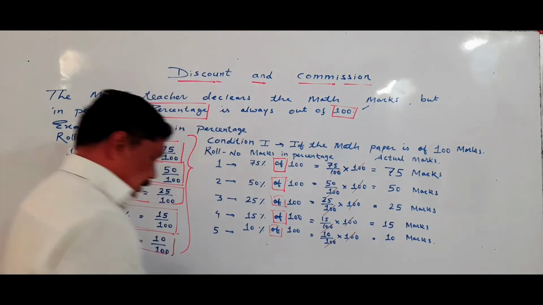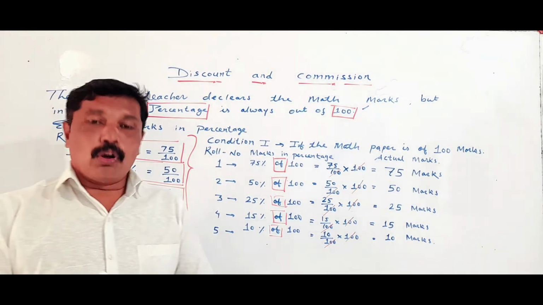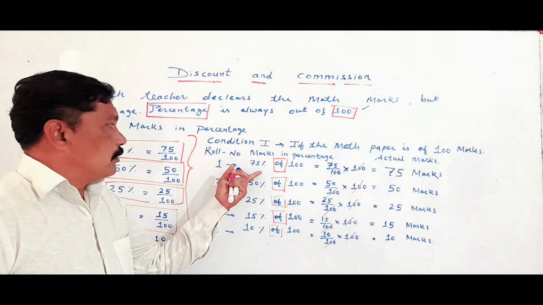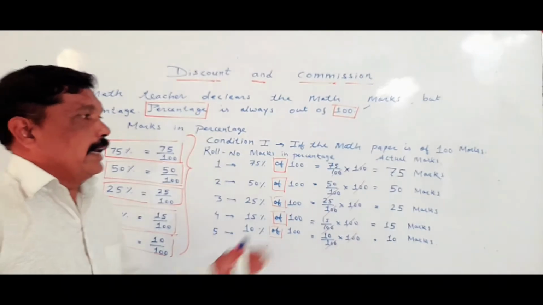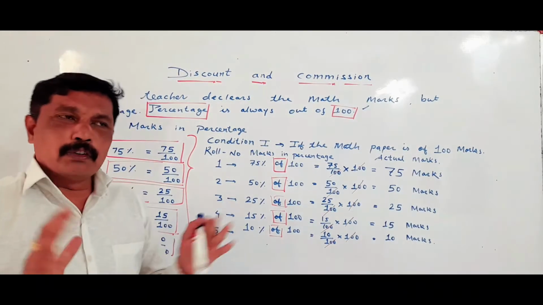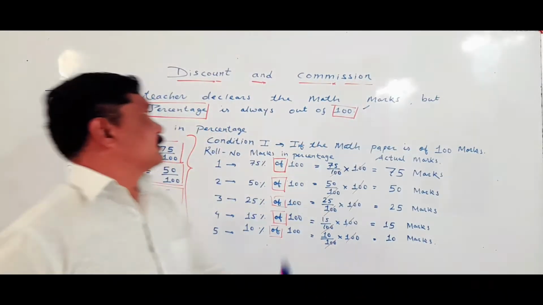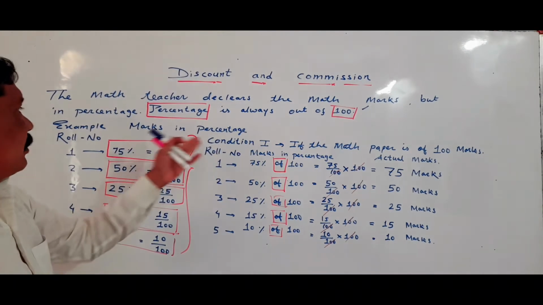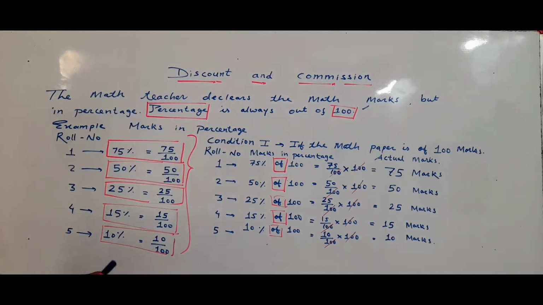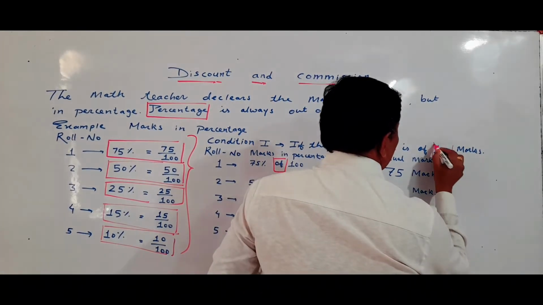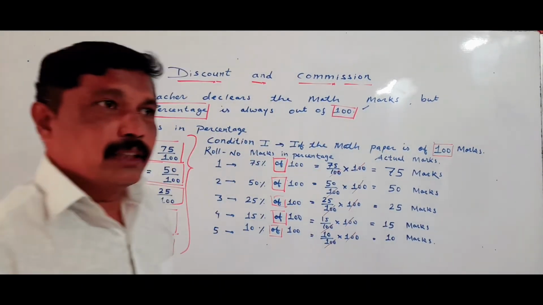My dear student, from this example we have learned the percentage and actual marks of a student if the paper is of 100 marks. Now we will see condition 2.